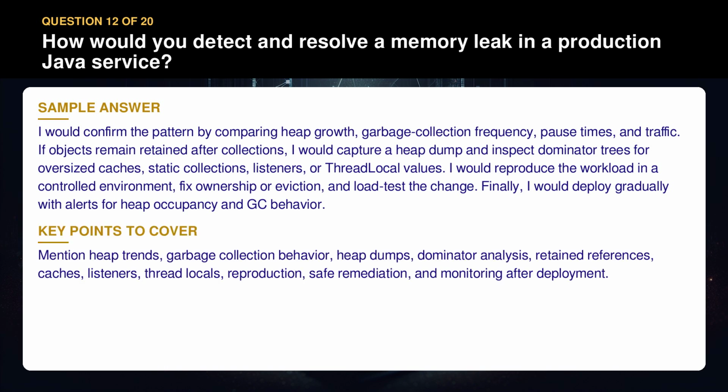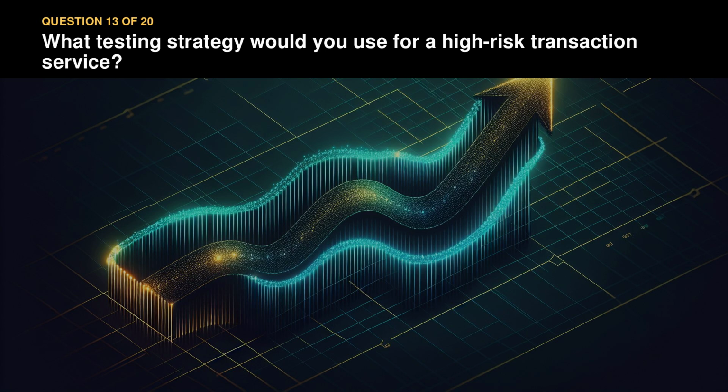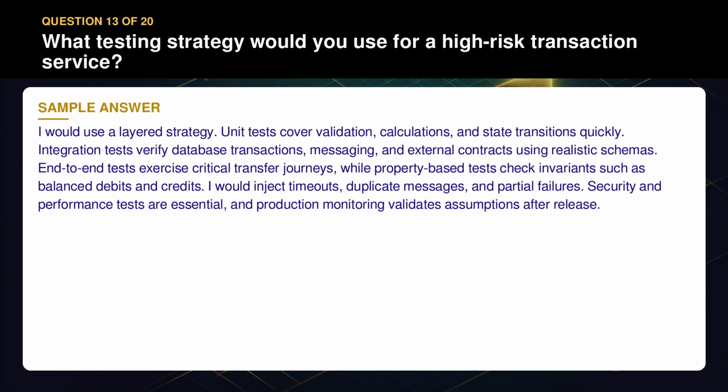Mention heap trends, garbage collection behavior, heap dumps, dominator analysis, retained references, caches, listeners, thread locals, reproduction, safe remediation, and monitoring after deployment. Question 13. What testing strategy would you use for a high-risk transaction service? I would use a layered strategy. Unit tests cover validation, calculations, and state transitions quickly.